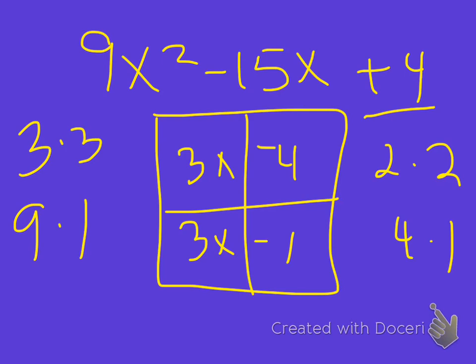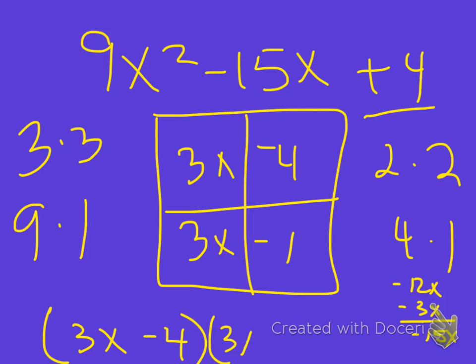Very good. Okay, so this is going to be negative 12x. I got to write a little down here. Oh, and -3. That'll make a -15. Yes, it will. First try. Woohoo! Good job. That was lucky. Sometimes that happens. 3x minus 4 and 3x minus 1.